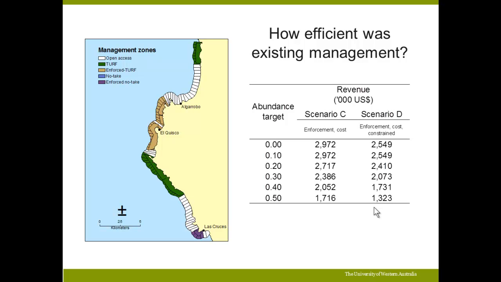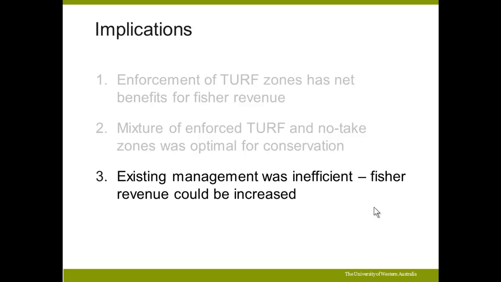So when we look at the difference between scenario C and scenario D, we're looking at revenue in US thousands of dollars. We can see that across our range of abundance targets, revenue under scenario C is always about US 400,000 more than scenario D. Relative to the magnitude of the revenue that we're actually looking at, this is quite high. So our implication from that is that we know that the existing management in the study area is inefficient. It's a constrained scenario, you'd expect that. So fisher revenue could be increased if we were free to come up with a new management strategy.